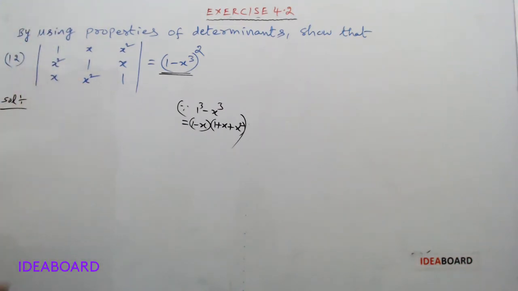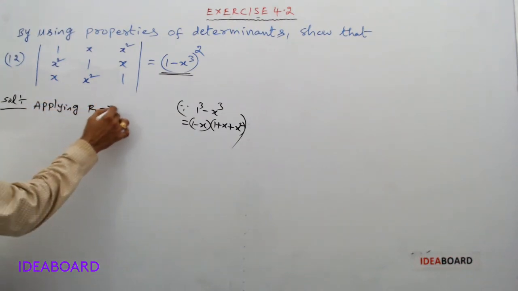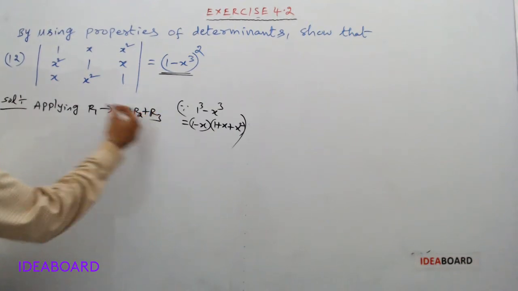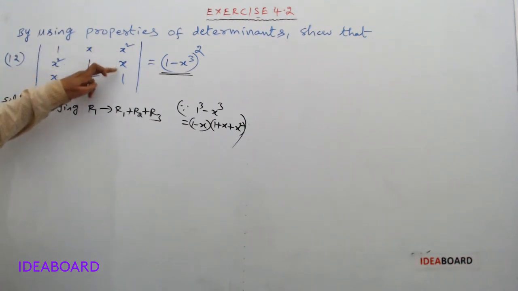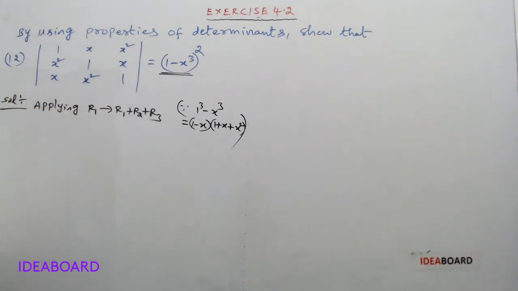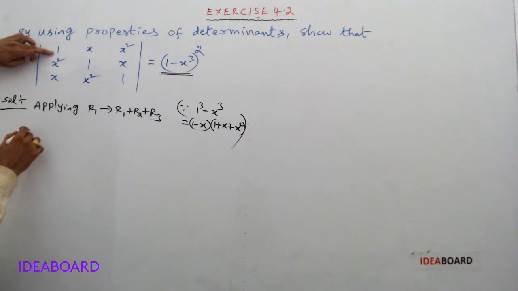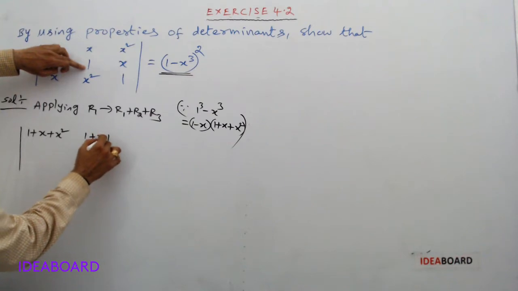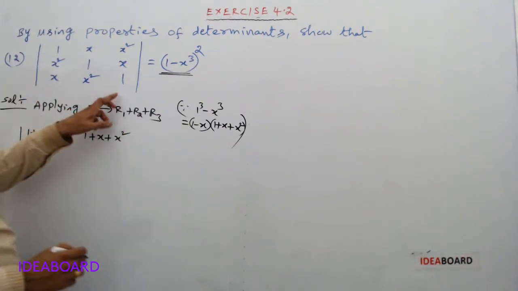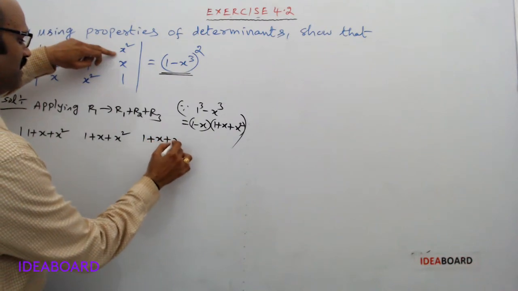Applying R1 changes to R1 plus R2 plus R3, we have 1 plus x plus x², so 1 + x + x² in each element. So here we get only R1 changing. R1 becomes R1 plus R2 plus R3. So 1 + x + x², next 1 + x + x², next 1 + x + x².